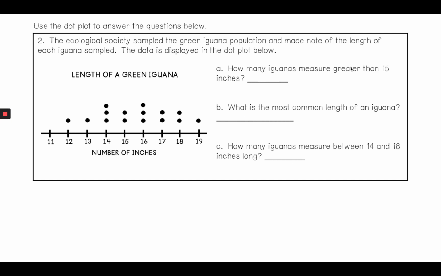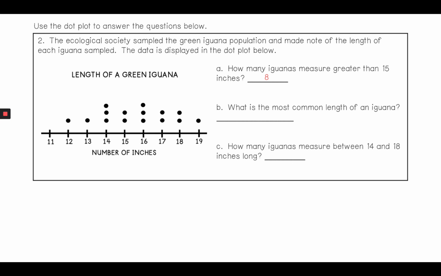How many iguanas measured greater than 15 inches? So greater than 15 inches means that I have to go from 15, and I can't count those ones because those ones are 15. It has to be greater than that. So then I would count. We have 3, 2 is 5, 2 is 7, and that would make that 8. So I would have 8 iguanas that measured greater than 15.